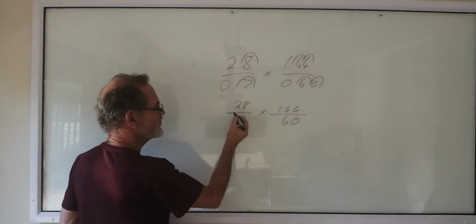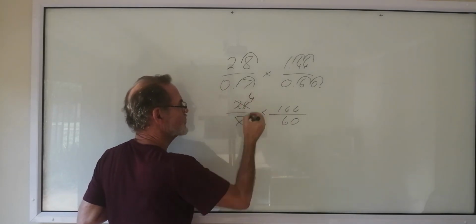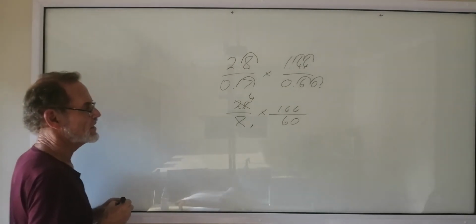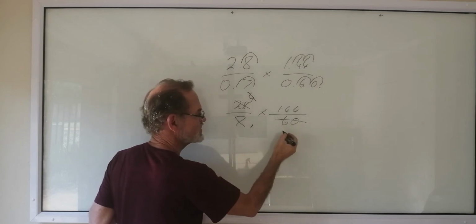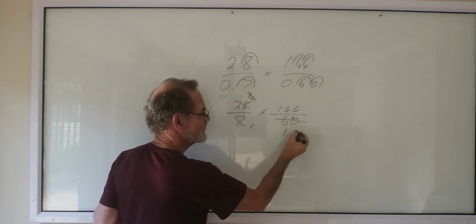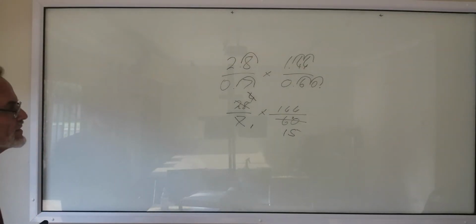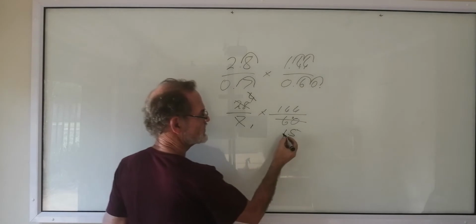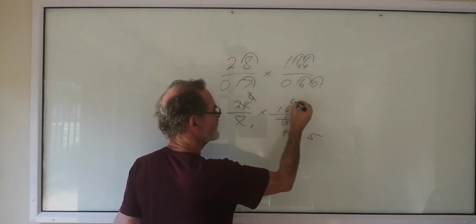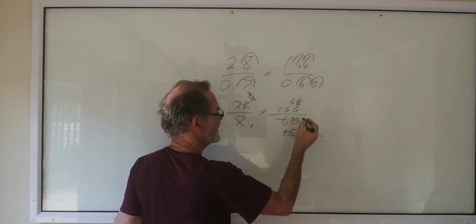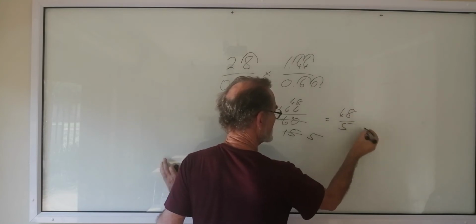Well, 7 and 4 rings a bell. 7 goes 1, 28 goes 4. 7 4 is 28. And 4 can go into 60. 4 goes into 60, goes into 6, 1, carry 2, 5. 15. And we can divide 3 into 15, goes 5. And we can divide 3 into here. 3 goes into the 4 is 12, 8, 48. So the answer to this is 48 over 5.